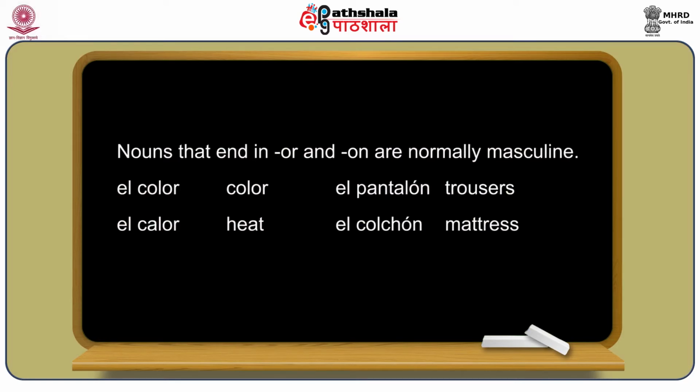Now we are going to add some more things which will be masculine to this list, that are nouns that end in or and on. For example, color, el color, so it will be masculine, el color. Or calor is heat, so it will be masculine. Same way, ending in on, pantalón, trousers, el pantalón. Or colchón means mattress, so it will be el colchón.